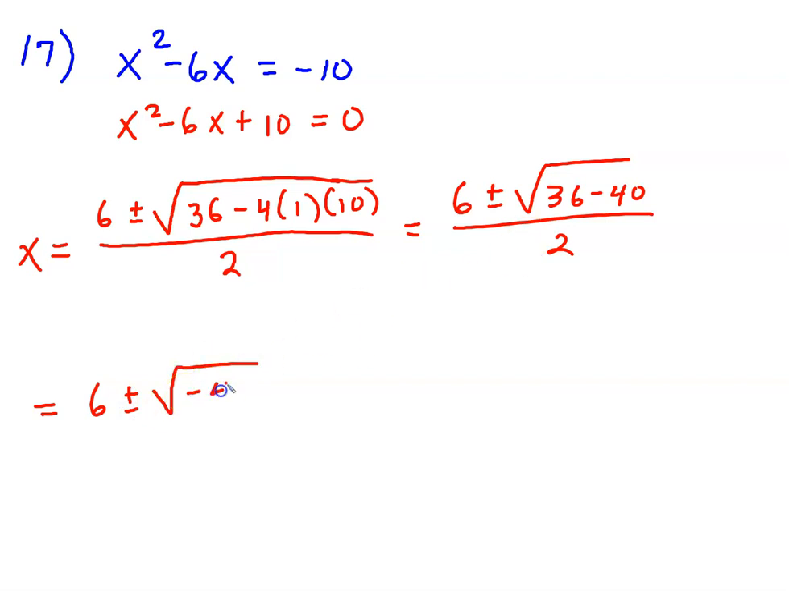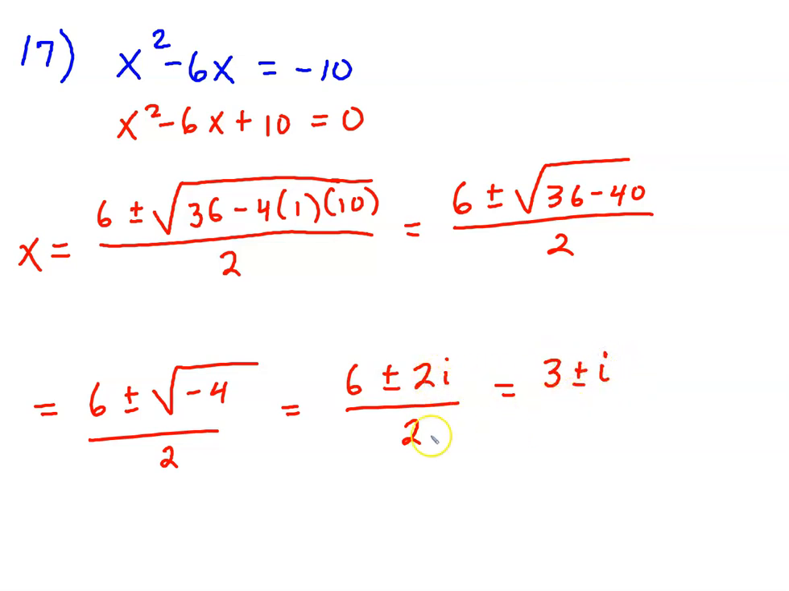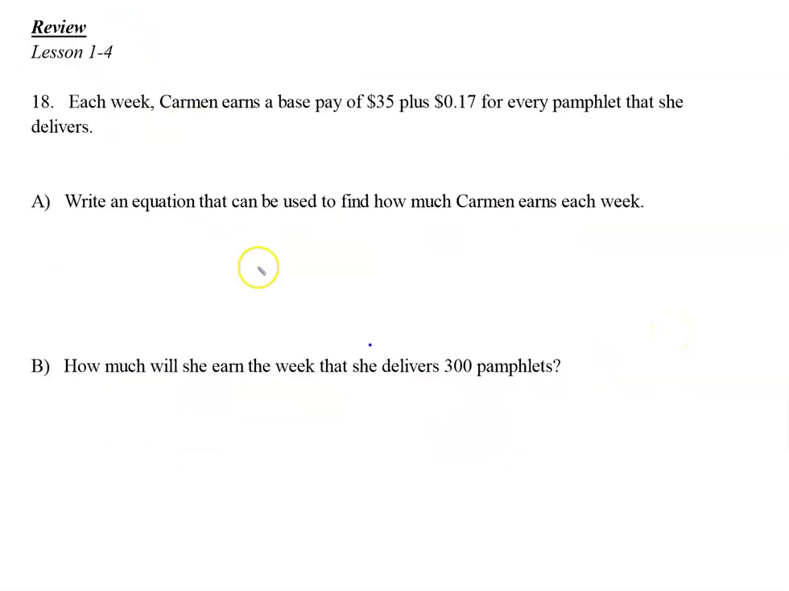36 minus 40 is negative 4. The square root of negative 4 is 2i. And I can reduce because all of these are divisible by 2. 6 divided by 2 is 3. 2 divided by 2 is 1i. And you don't ever have to write denominator 1. So 3 plus minus i is my final answer.